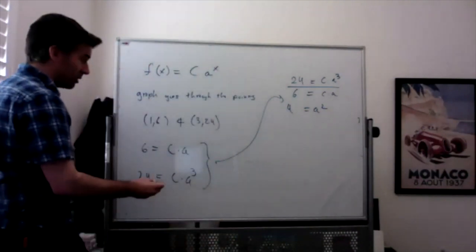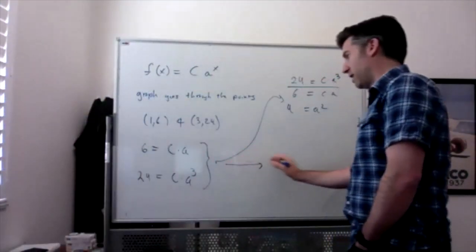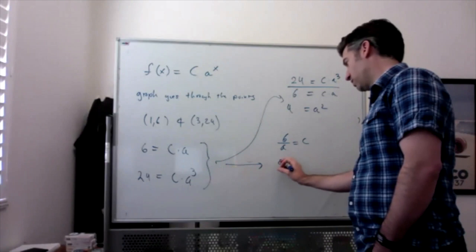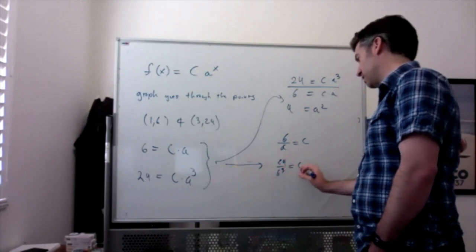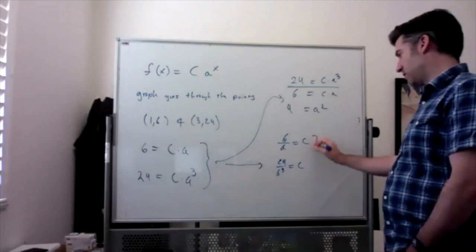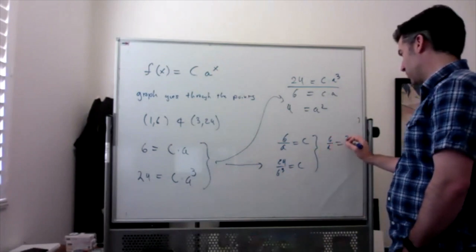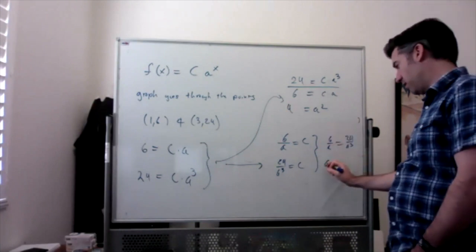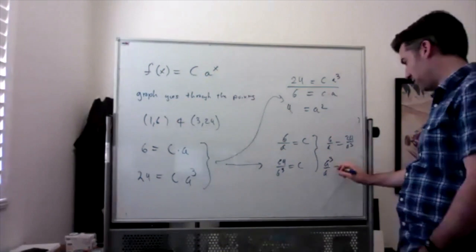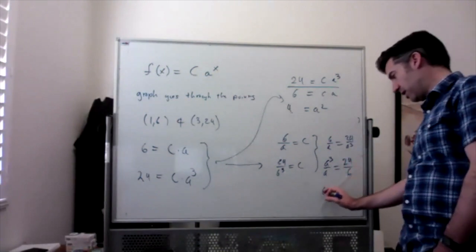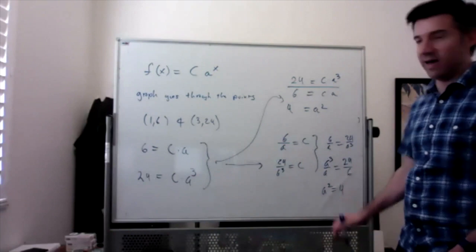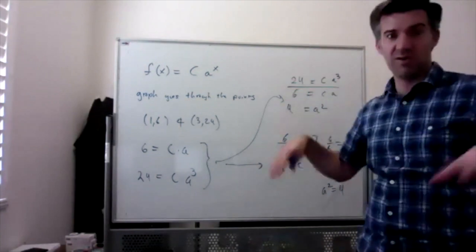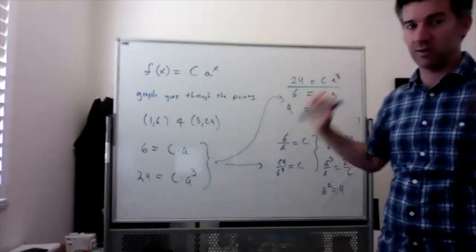But really the work I probably should be showing is that here you're getting 6 over A equals C, and here you're getting 24 over A cubed equals C. Then you can set those equal to each other to get 6 over A equals 24 over A cubed. If you multiply A cubed up there and divide 6 over there, you exactly get A squared equal to 4. It's just a lot faster to divide them by each other, which is totally legal, right? If you've got 2 things that are equal to each other, you can totally divide each side by the other side, and it's actually totally legit.